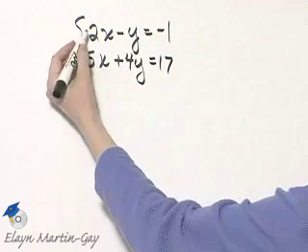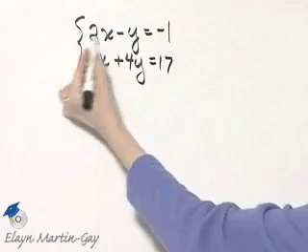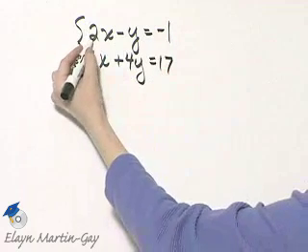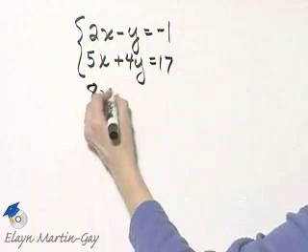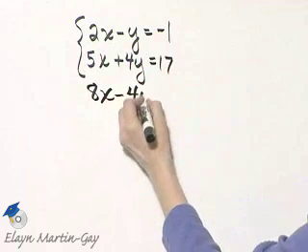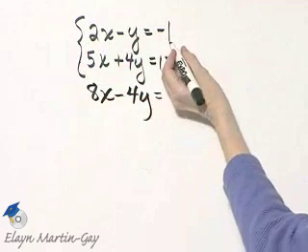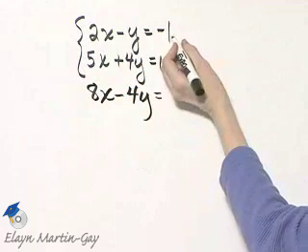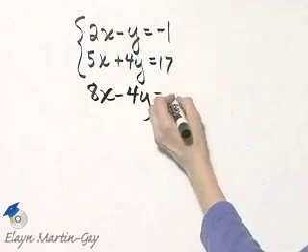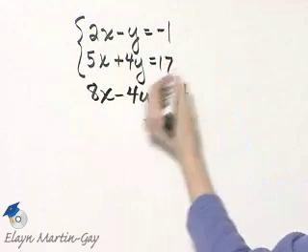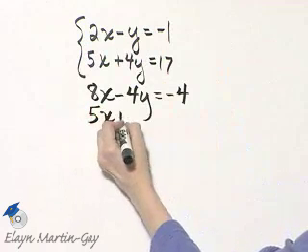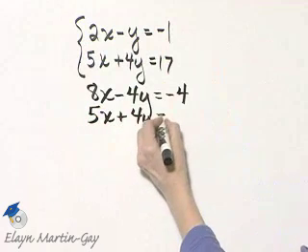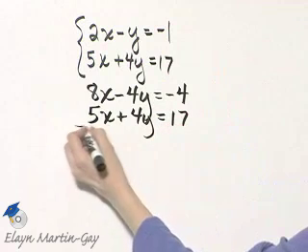So let's do that. I'm taking the first equation and I'm multiplying through by 4. So 4 times 2x is 8x minus 4y. Very, very common mistake, so be careful. Don't forget to multiply this number by 4. So that's negative 4, and I'll rewrite my second equation. That's 5x plus 4y is equal to 17.